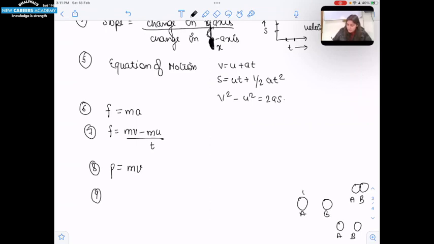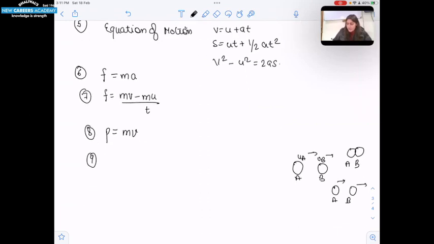Initially, they were moving with speeds UA, UB. Then they collided. After collision, they start moving with velocities VA, VB, because V denotes their final velocities. So the law of conservation of momentum says MAVA plus MBVB is equal to MAUA plus MBUB.